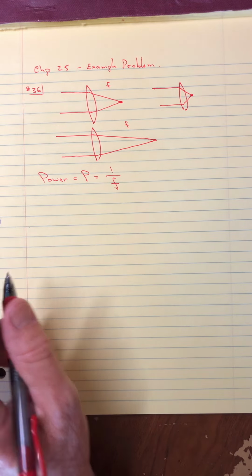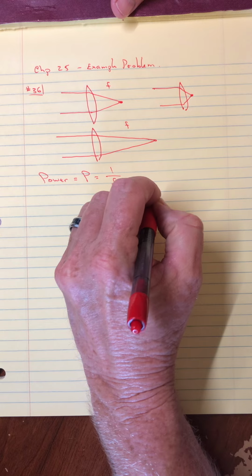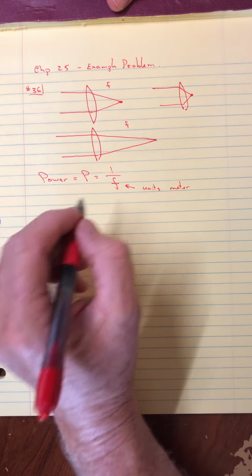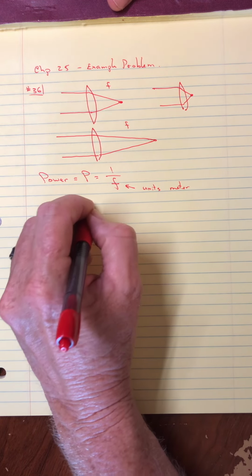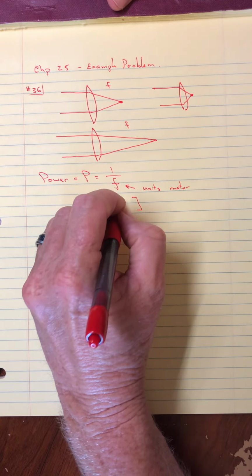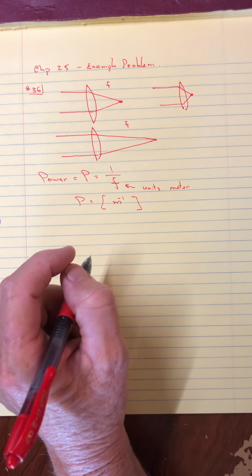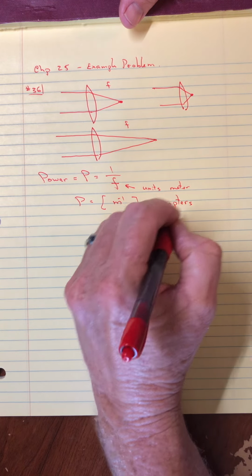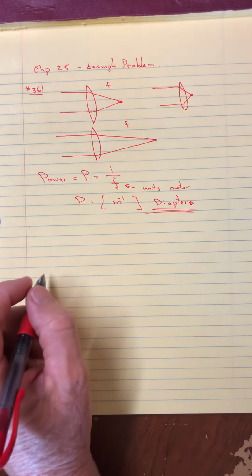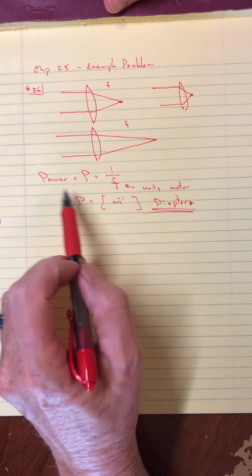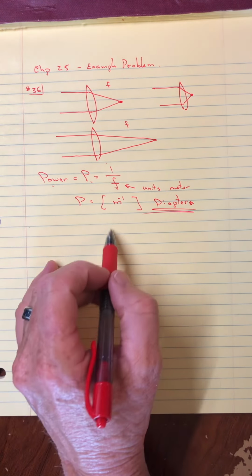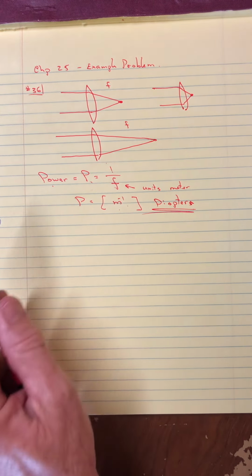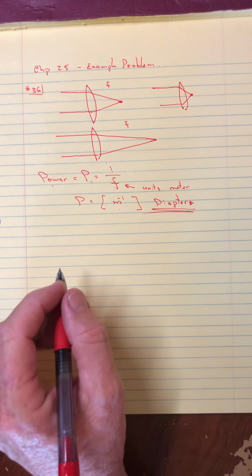And if you measure this distance in the units of meters, then you would get for the power units of inverse meters, which is a weird name to say. So we call it a diopter or diopters. And so again, the power is the reciprocal of the focal length, and measuring that in meters would be the power in diopters. And that's where this problem goes, because the problem says, what is the power?